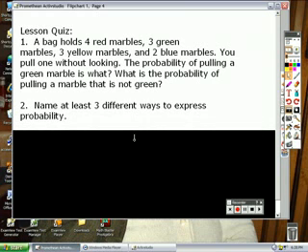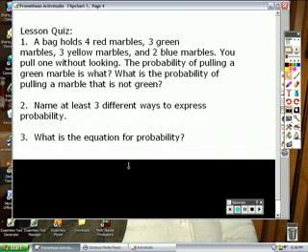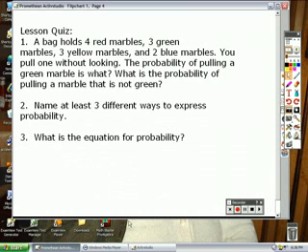Number 2. Name at least 3 different ways to express probability. Number 3. What is the equation for probability? Please answer these 3 questions and wait for the teacher's instructions.